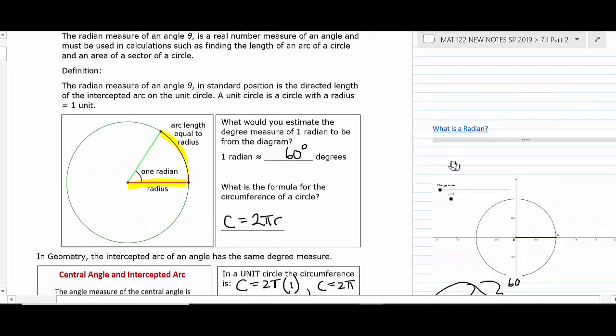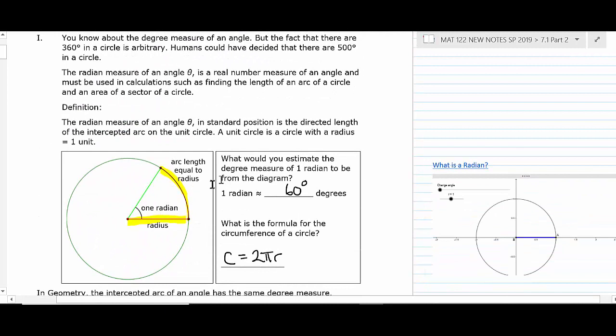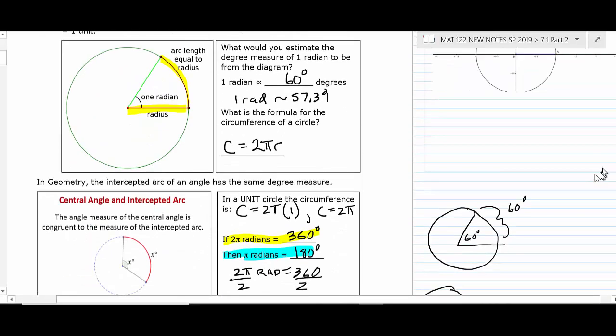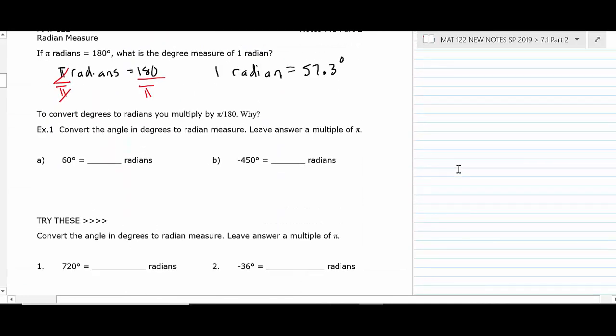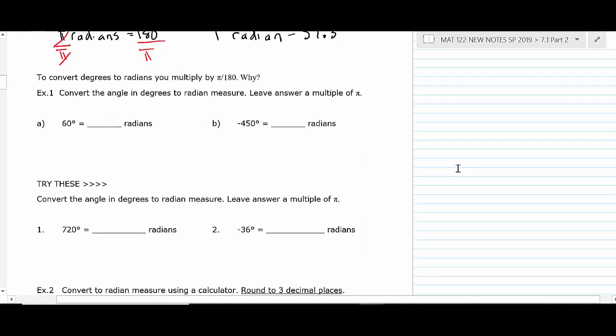So if you go to the diagram on the previous page, I asked you what you thought a radian was, and 60 degrees was a good estimate. Well, actually, 1 radian is a little closer, more like 57.3 degrees. Okay, so that's what that is. You don't really have to know that, though. Now we're going to do some conversions.